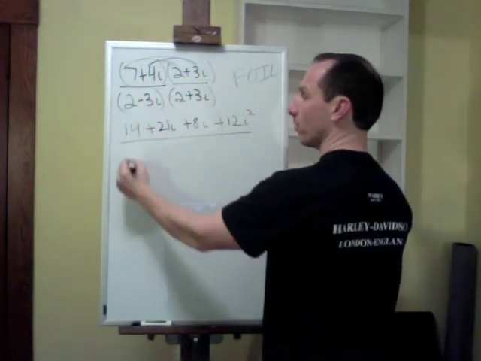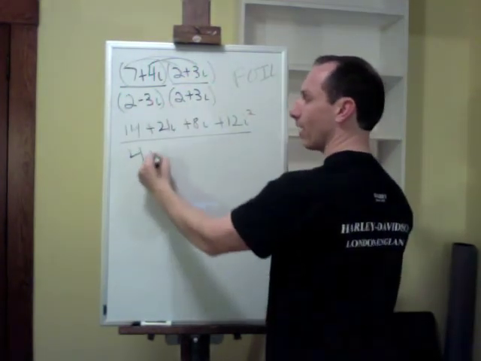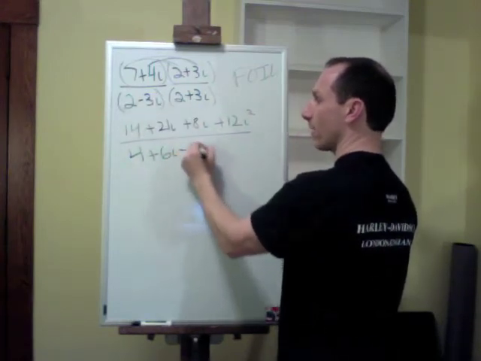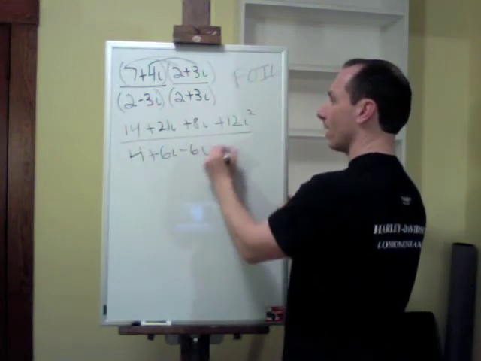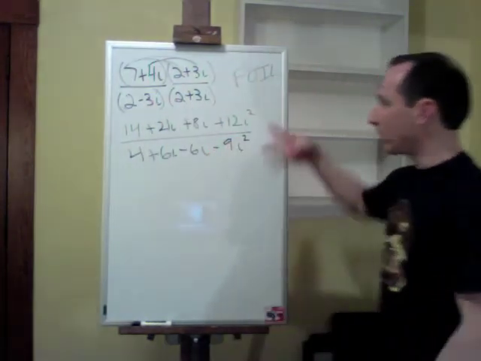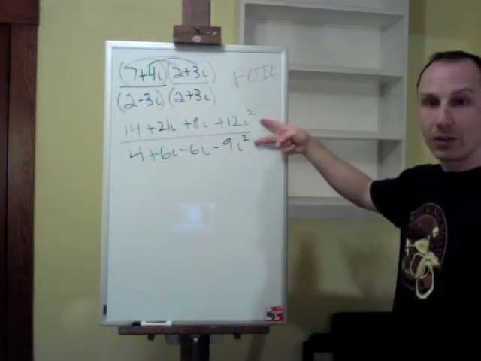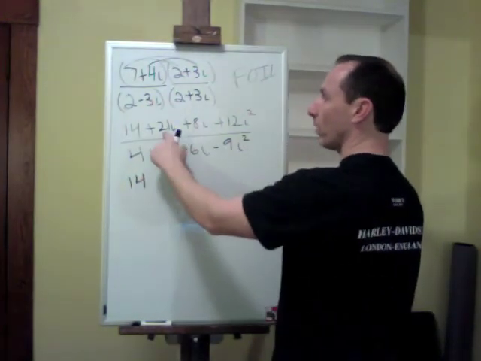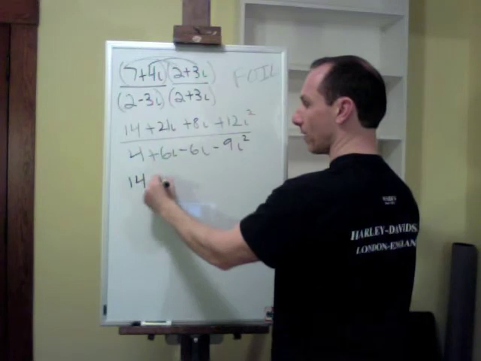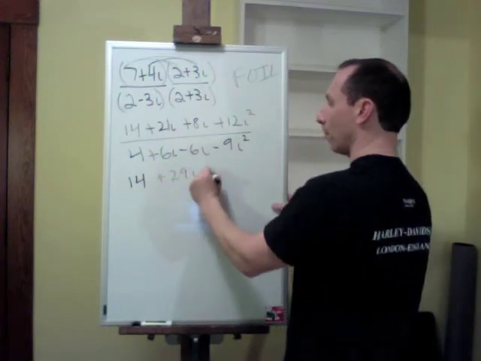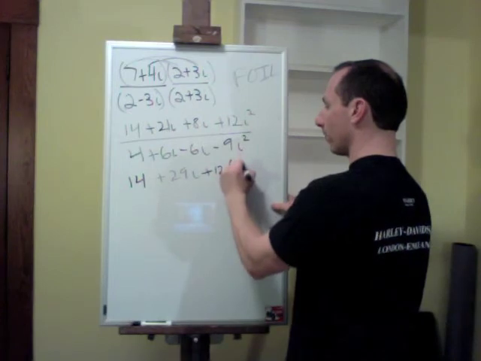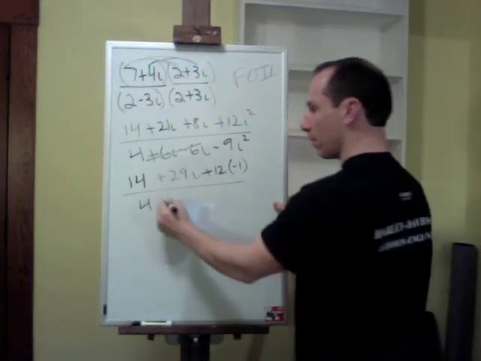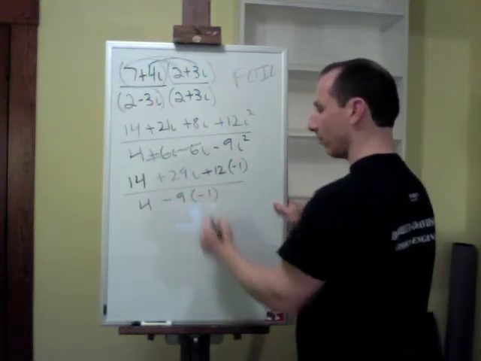So we got 2 times 2 is 4, and 2 times positive 3i, positive 6i. And negative 3i times 2 is negative 6i. And negative 3i times positive 3i is a negative 9i squared. Now we just want to take into consideration again that these i squareds are both valued at negative 1. So that's going to be 14, 21i, and 8i is going to be a positive 29i, plus 12 times negative 1, all over 4, cancel the 6i's, minus 9 times negative 1.